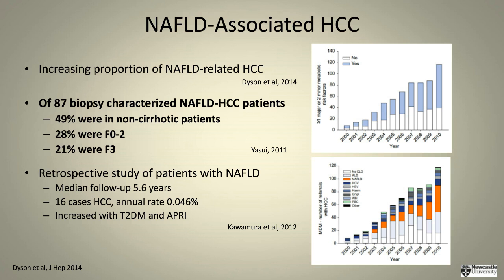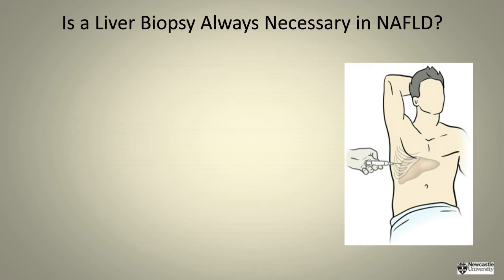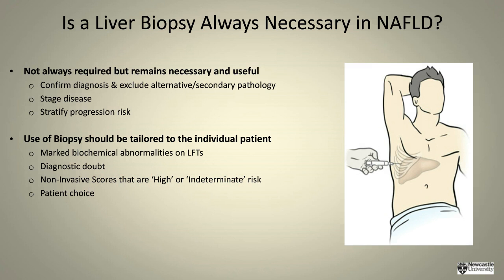So what about NAFLD-NASH from a diagnostic perspective? Well, liver biopsy is still king. You can't make a diagnosis of NASH without it because we don't have a test that's very sensitive for detecting ballooning degeneration, which we know is the histopathologic hallmark of this disease. But is a liver biopsy always necessary? I think we all agree it's not. However, it does remain necessary and useful in certain situations. That would be to confirm the diagnosis and exclude additional comorbid illnesses in the liver.